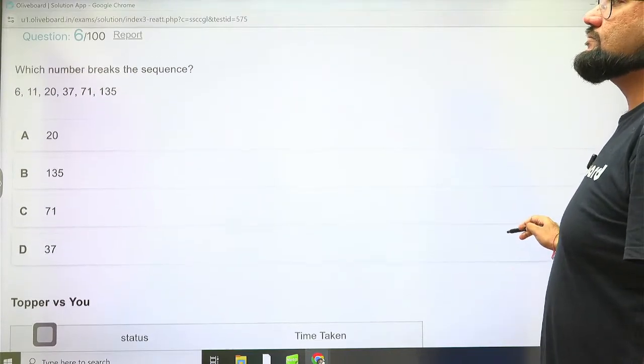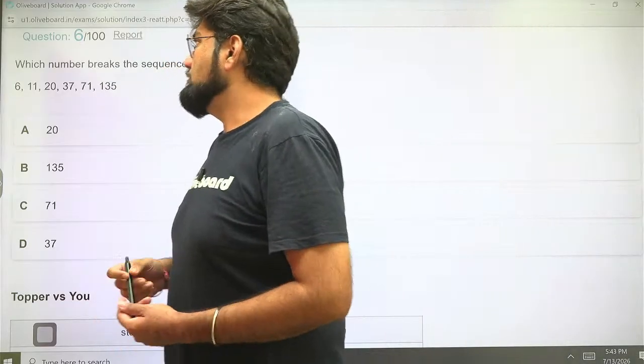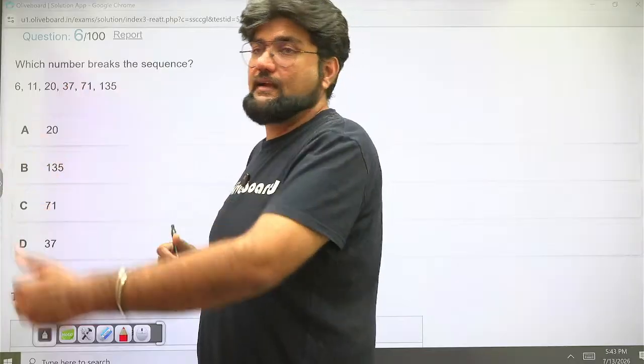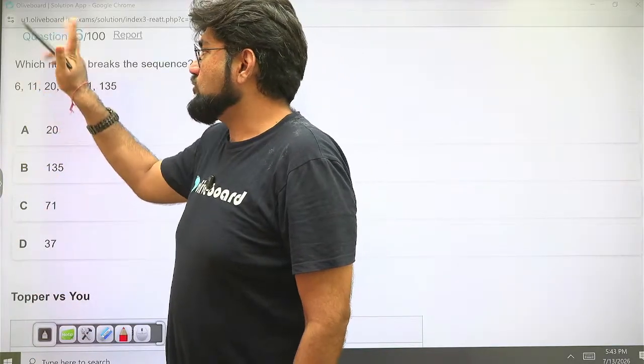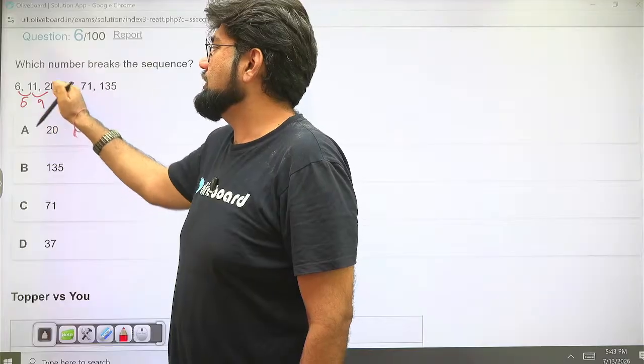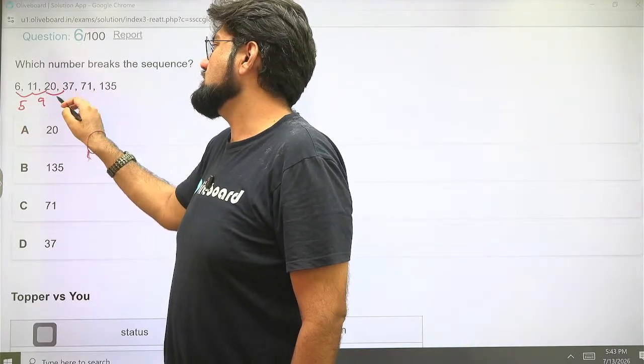Which number breaks the sequence? Observe this now. I have already told you, always told you, try to solve it till the end. Now there are two approaches here. 6 to 11, you will find the difference is 5. 11 to 20 is 9. 20 to 37 is 17.